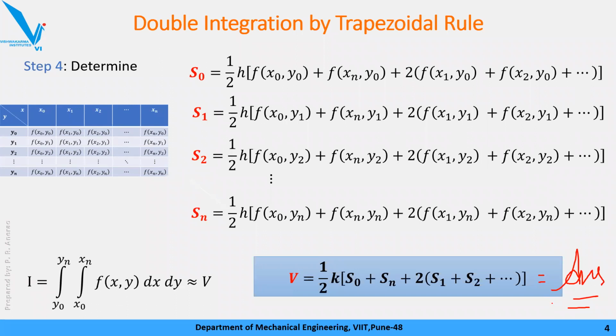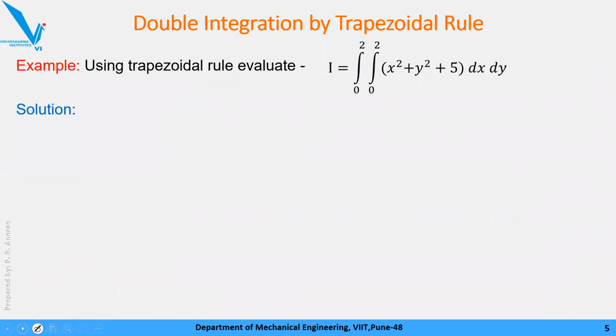Okay, so let's proceed with the numerical now. Here we need to evaluate the integration of this function, x square plus y square plus 5, with respect to x and y, dx dy, with limits 0 to 2. Now for x and y here we have taken the same limits, 0 to 2. Now we are going to attempt the solution for this.